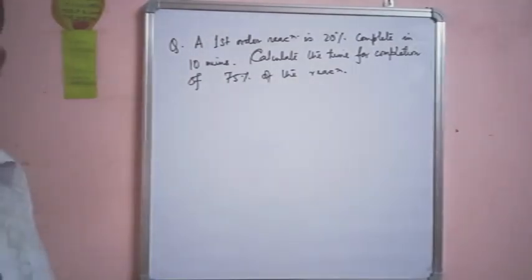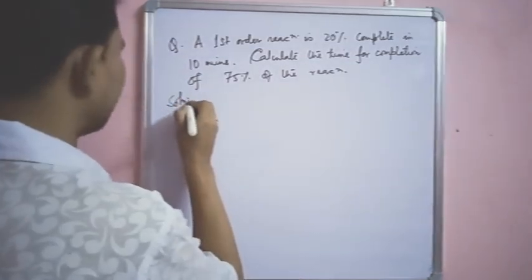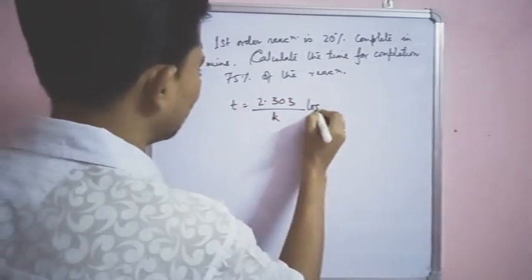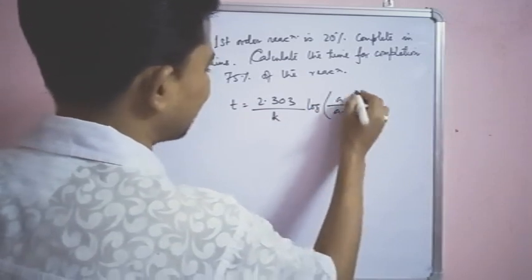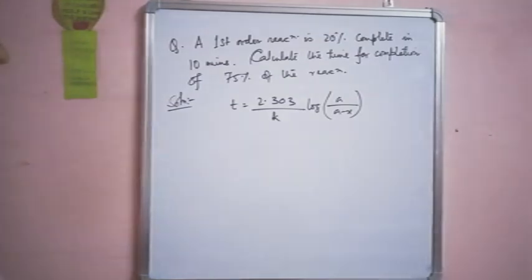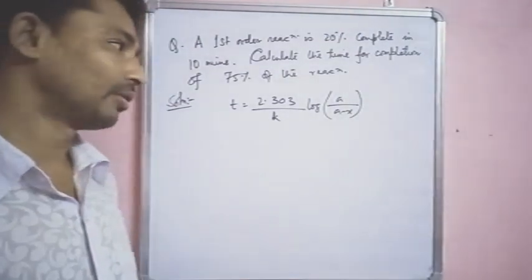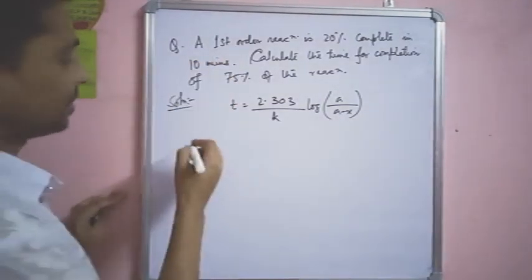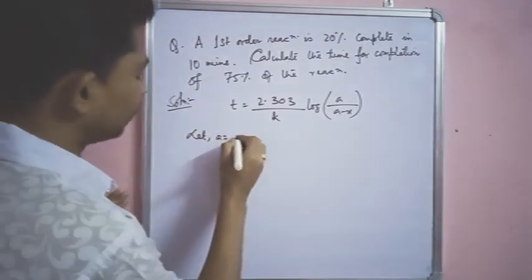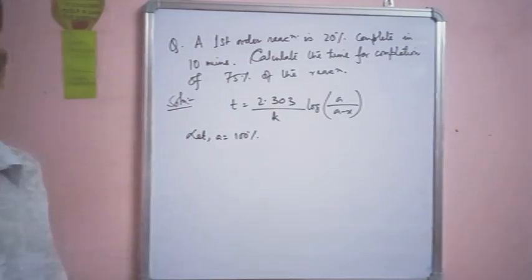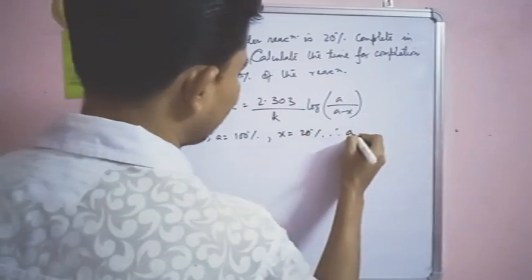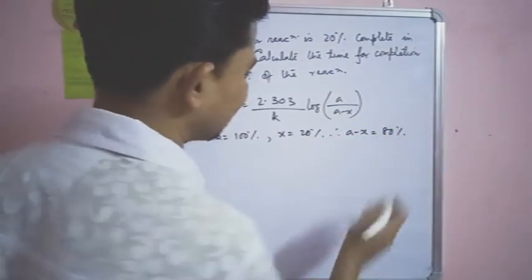सो फर्स्ट ऑर्डर रिएक्शन के लिए क्या है, for first order reaction we know that T is equal to 2.303 by K log of A by A minus X. ये है हमारा इंटीग्रेटेड रेट एक्सप्रेशन फॉर रेट कांस्टेंट ऑफ फर्स्ट ऑर्डर रिएक्शन. ठीक है, तो फर्स्ट केस में क्या है 20% कंप्लीट, let A equal to 100%. ओके, सो X equal to 20%. सो therefore A minus X क्या होगा 80%.